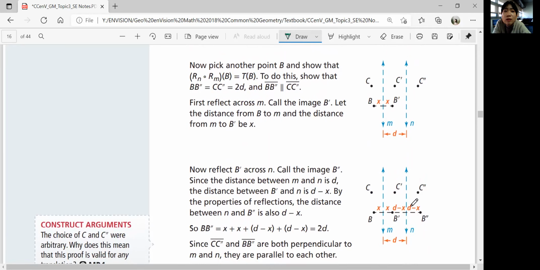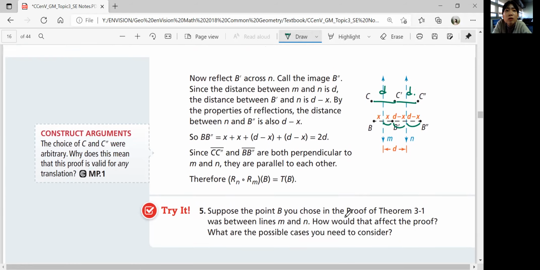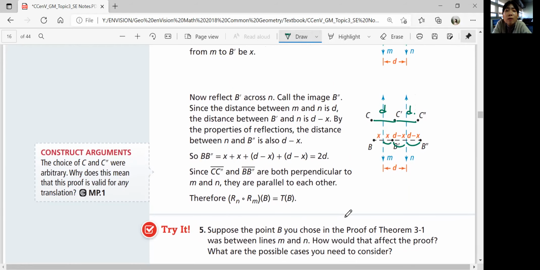We already know that this is D and that's D. So that would be D minus X because that's X. And that would also be D minus X because they're the same, right? Because that's a perpendicular bisector. So you can say that reflection across line M and reflection across line N would be equivalent to the translation of B.